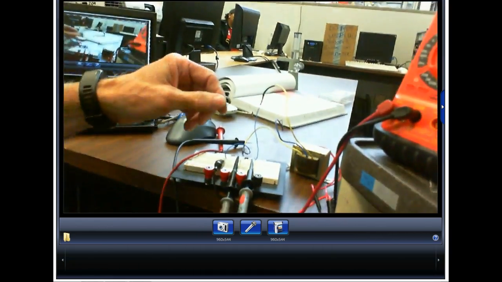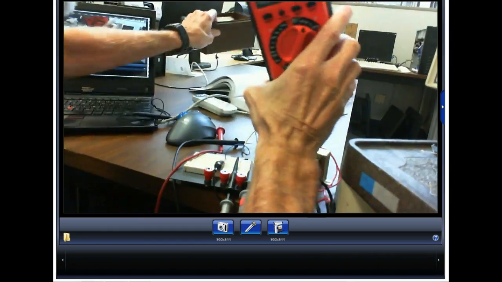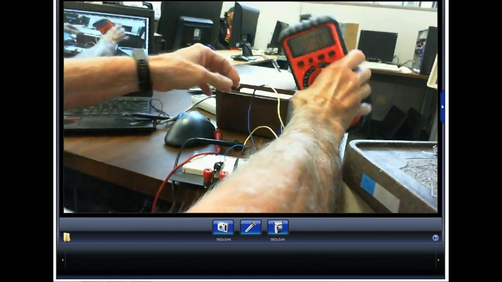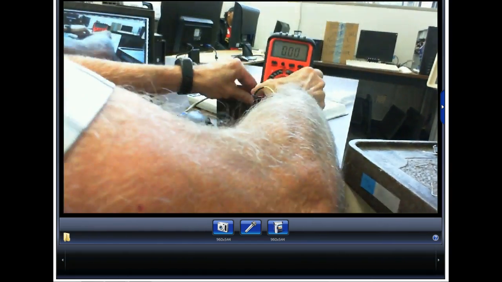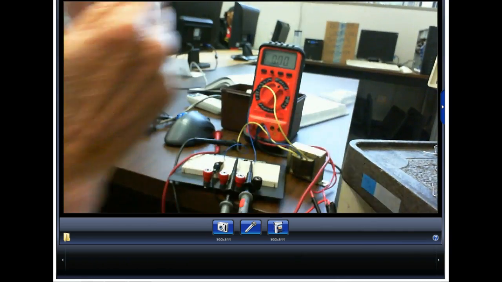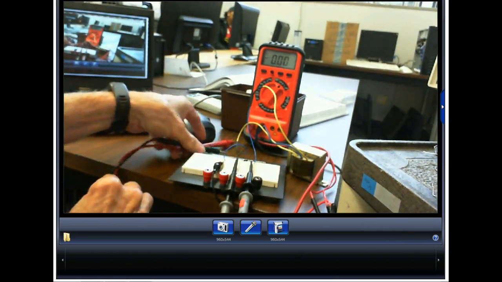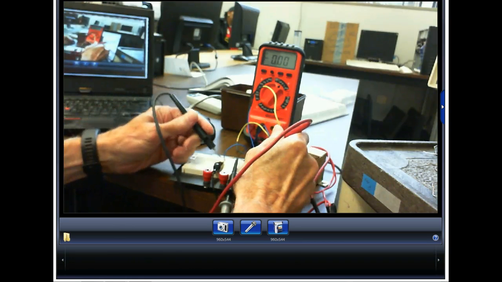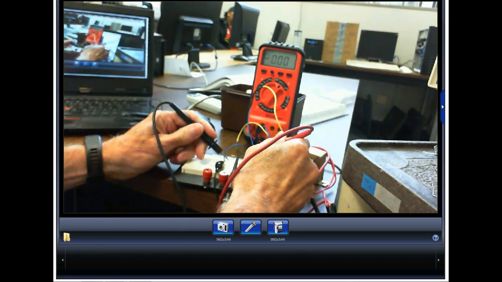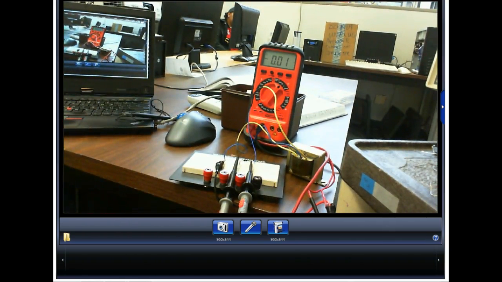Well, if I come over here and measure across the transformer, oh my goodness, it measures 0. How can it be 0? It can't be 0 because we got an output, right? So why is it measuring 0?